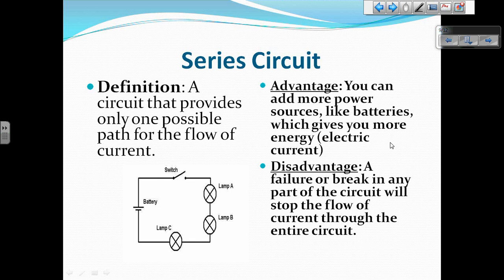The advantage of it is that you can add more power sources like batteries, and it will give you more energy in that circuit, more electric current and more voltage flowing through that circuit. However, the disadvantage is that if you have a failure or a break in any part of the circuit, it's going to stop the flow of current through the entire circuit. Sometimes you'll get Christmas tree lights that are wired in a series circuit, and if one bulb blows out, the whole entire string of lights will stop working, and you would have to end up replacing that broken bulb or trying to figure out which bulb is broken. But that is what we refer to as a series circuit. Everything is connected along one possible path.